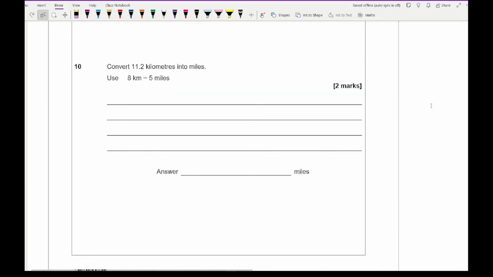Moving on to question 10, it says convert 11.2 kilometers into miles. Use this conversion. Now here we've got kilometers and miles, and then we've got 8 to 5, which is what we know, and we want to convert 11.2 kilometers. Just think to yourself, how do I get 8 to 11.2? Well, if I divide by 8, which gives me 1, then multiply by 11.2.